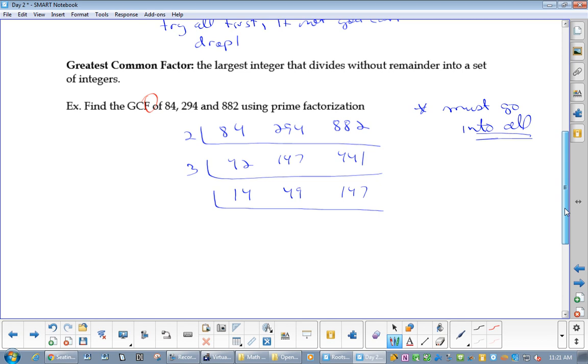14, 49, and 147. Now 14 and 49, I'm thinking 7. 147, does it work? So you try it quick, yes it does. And you will get 2, 7, and 21. Okay, so then I get students, they'll go like this, they'll drop and they'll put a 7. Can't do that. Okay, no dropping.